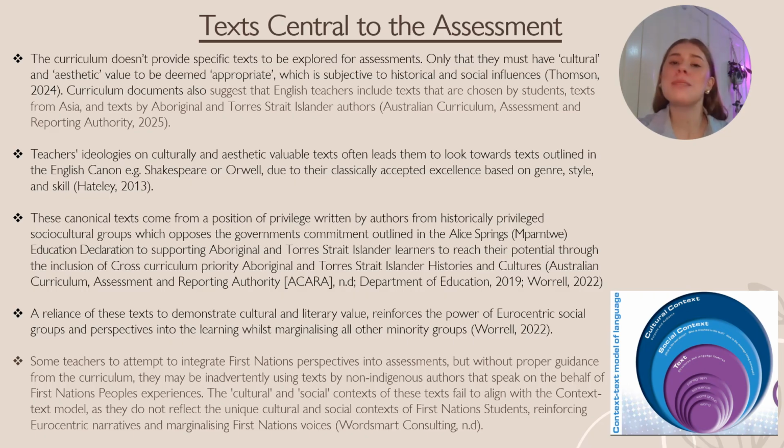The English curriculum doesn't prescribe specific texts for assessment, only that they hold cultural and aesthetic value. It suggests including texts from Asia and by First Nations authors. However, teachers often default to the English canon due to its established literary prestige. These texts, rooted in Eurocentric privilege, marginalize minority perspectives, contradicting the Alice Springs Education Declaration's commitment to supporting First Nations learners through inclusive curriculum priorities. With a lack of curriculum guidance, some teachers unintentionally integrate Western authors' perspectives of First Nations people's experiences. This misalignment within the context text model reinforces Eurocentric narratives and silences First Nations people's voices.